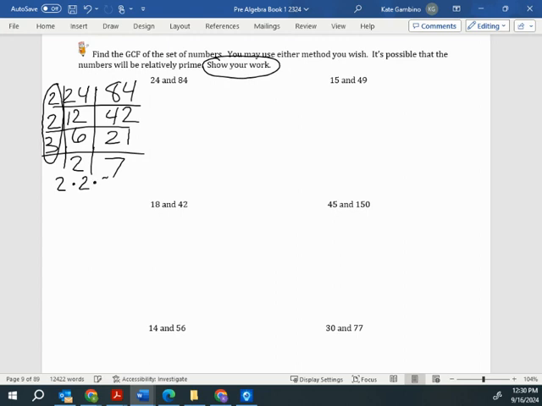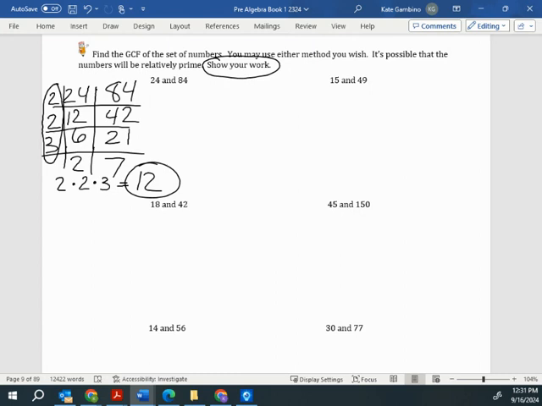2 times 2 times 3. So 2 times 2 is 4. 4 times 3 is 12. My greatest common factor is 12. I'm going to circle it so it doesn't get lost in my work, so it's easy to find. So that's showing my work and it's showing the answer.